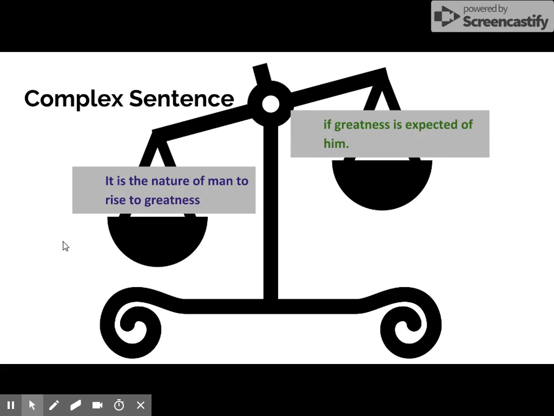Because that's the main idea, it's going to weigh my scale down more heavily on that side. In green is the dependent clause, if greatness is expected of him. And it doesn't weigh as much because it hangs on to the main idea. It just provides a condition, but it's not the crux of the argument. So a complex sentence always shows ideas that are unequal.